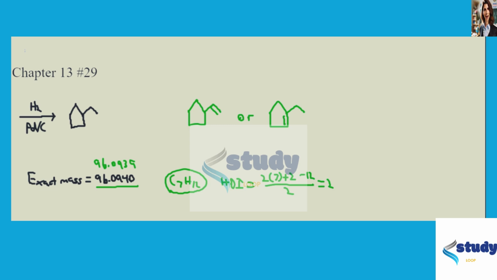And so these two structures that I've drawn are fine. As I said, there are several others that you could propose just based on where you want to put your double bond. And that's the answer to Chapter 13.